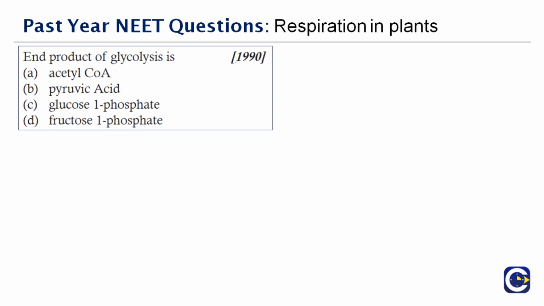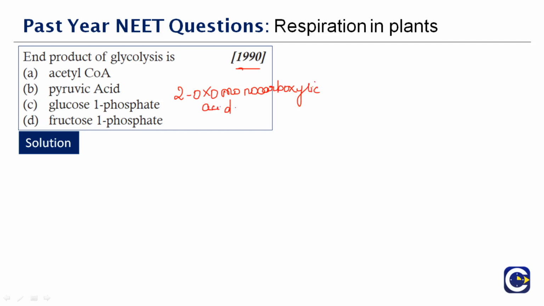Next question, which was asked in the year 1919. End product of glycolysis is dash. This is a very easy question for you. Before we go into the answer directly, what is pyruvic acid? What is its use? Have you ever thought about it? See, pyruvic acid is a 2-oxo-monocarboxylic acid. That is a 2-keto derivative of propanoic acid.